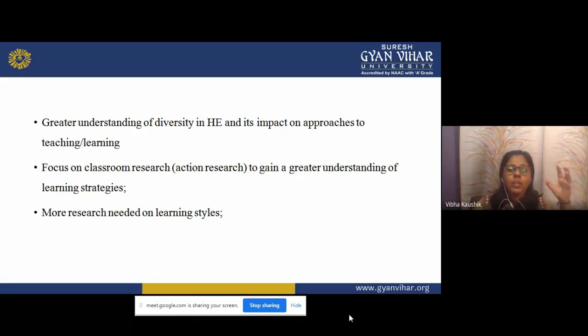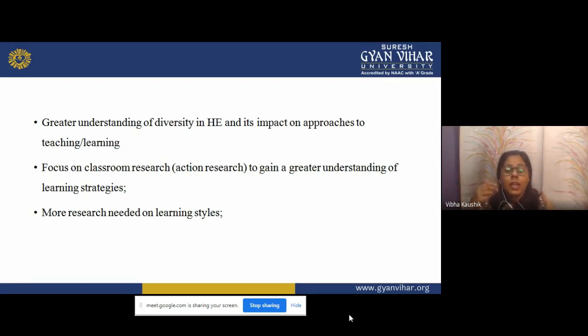Focus on classroom research means, when we are talking about the syllabus, we have to focus on action research. Now, what is action research? The research which is focusing on solving the immediate problems related to the teaching learning process of a particular class, to gain a greater understanding of learning strategies. Means we have to conduct action research as a teacher, on which teaching strategies can be implemented by me, so that the learning of the students will be better.